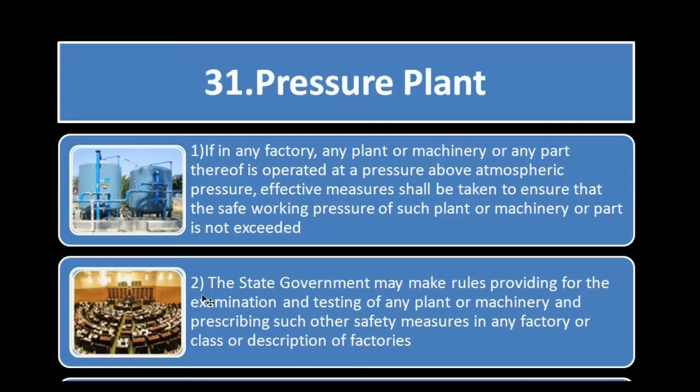Next subsection, subsection 2. The state government may make rules providing for the examination and testing of any plant or machinery and prescribing such other safety measures in any factory or class or description of factory. Now the state government has been given the power to make rules regarding the examination and testing of the pressure vessels or any plant or machinery which is operated above atmospheric pressure, and also they can prescribe the safety measures regarding the same.